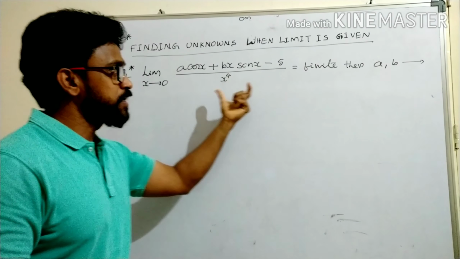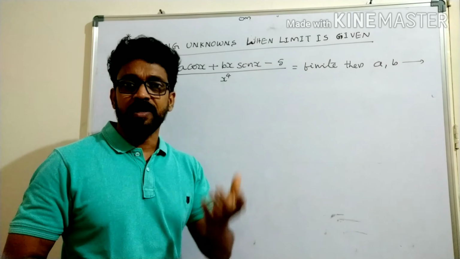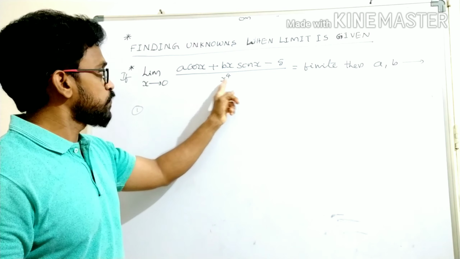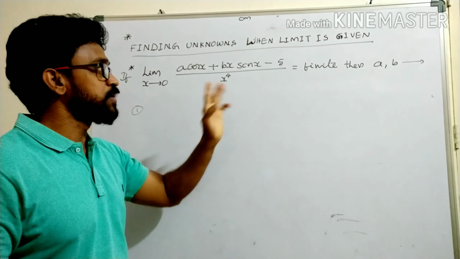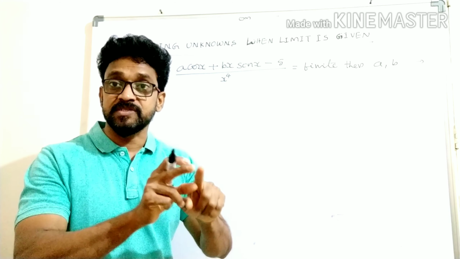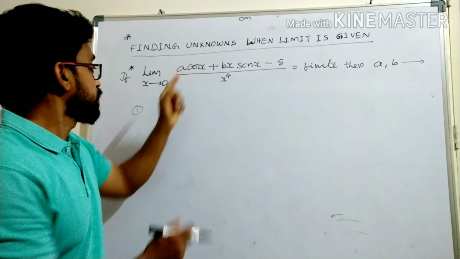Here, what is given? Limit value finite means the limit exists. The first step is to replace x by 0 in the numerator and denominator. Observe: as x tends to 0, the denominator tends to 0, and x power 4 tends to 0, so overall the limit would not exist. But what is given? Finite. That's why we temporarily close that operation.